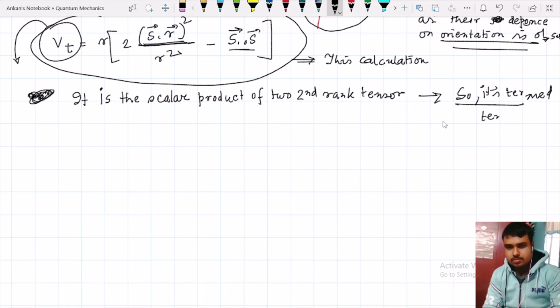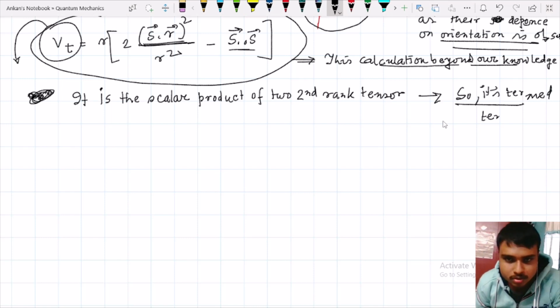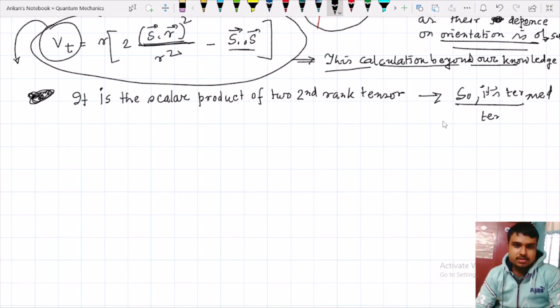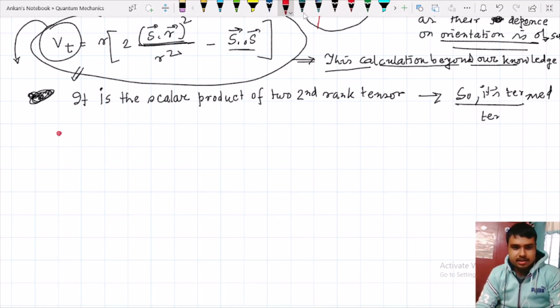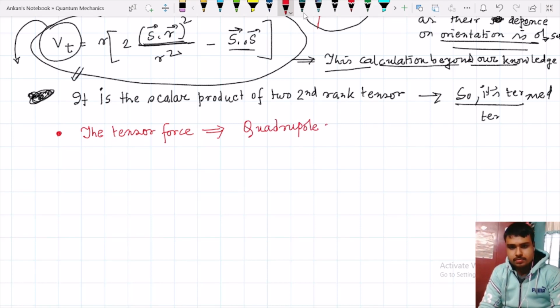This calculation is beyond our knowledge of BSc. In the master degree we can calculate it, and this is not known to me because I am a graduate student. So this calculation is dependent on the master degree, where you will study the detail of this calculation. Now the only conclusion here is that the tensor force which originates from this gives the actual explanation regarding the non-zero quadrupole moment.